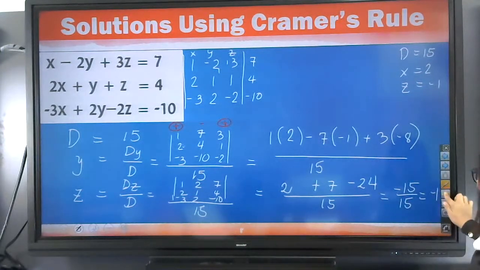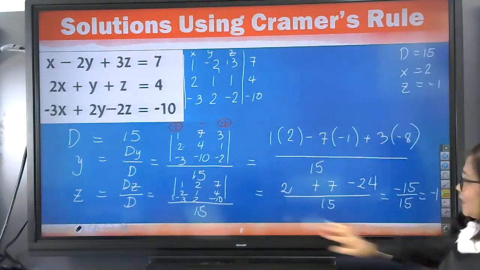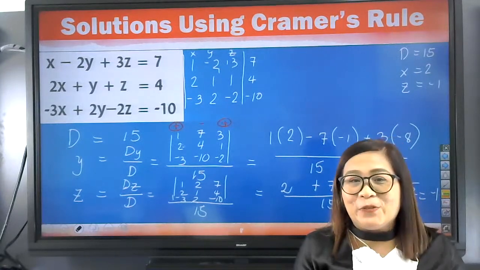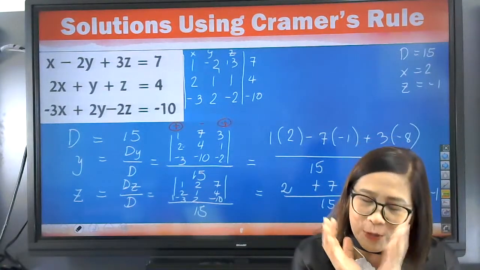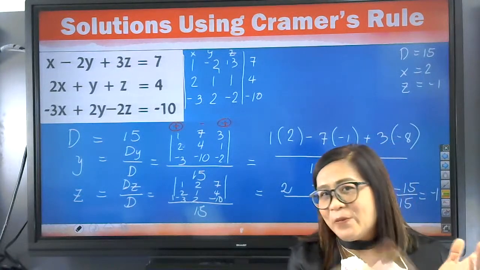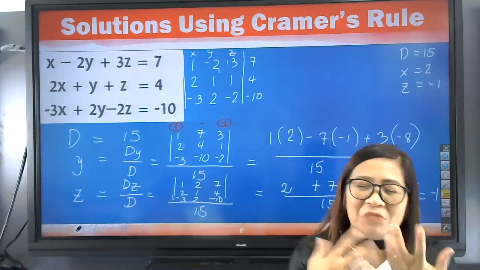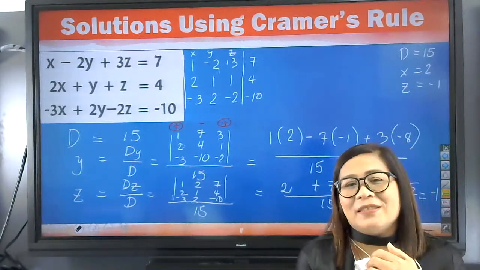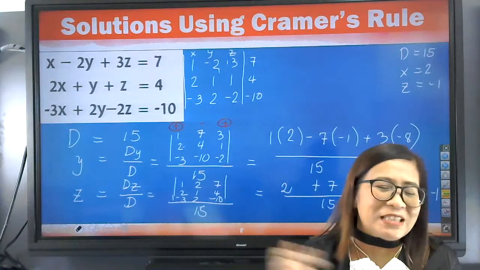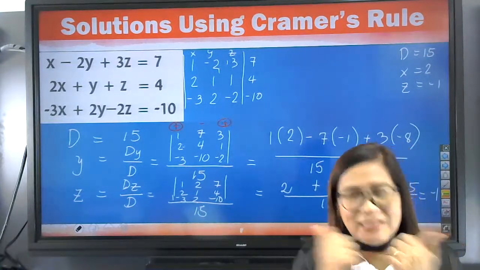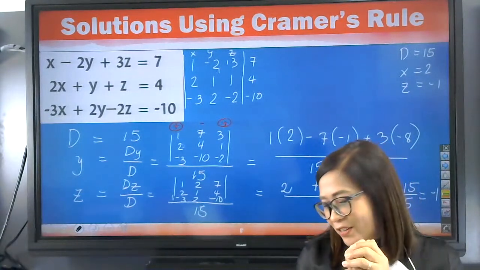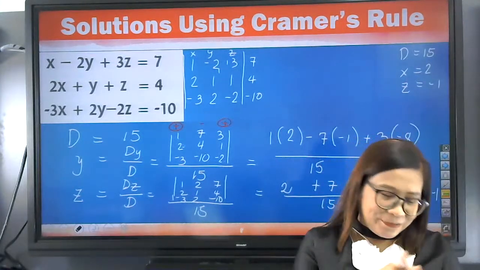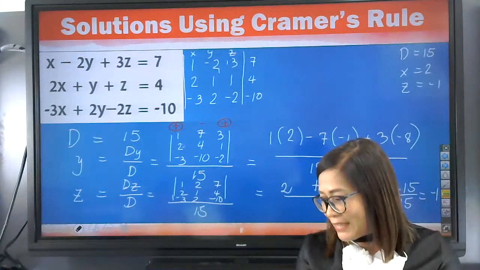So y here is equal to negative 1. Who can answer for z? Students, if you are confused with this, go back to the previous one. Miss, can we use another method which we used last week? Yes, this is just another method. Miss, can we use substitution or elimination? Yes, this is just another method. Please solve for z.